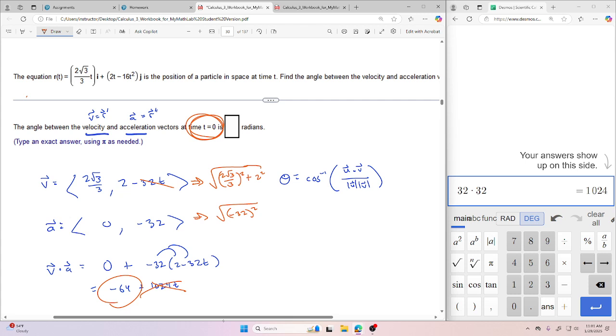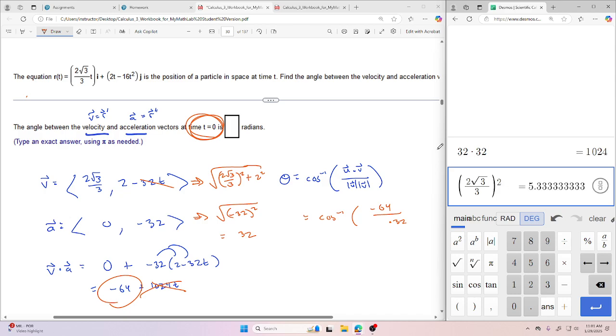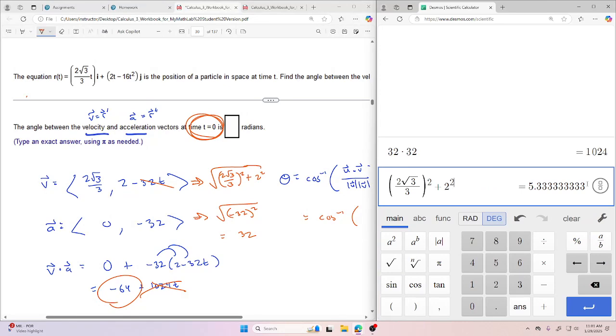I don't know what this answer is, but I can definitely tell you this one. So we got a negative 64 on the top. So we got arc cosine of negative 64, and I got a 32 down here. And now I just need to know what this is. What I recommend is to do it without the square root, and then you can see what's on the inside of the square root. And now I square root it, and I would get 4 over square root 3, basically. At least I hope so. So 4 over square root of 3.